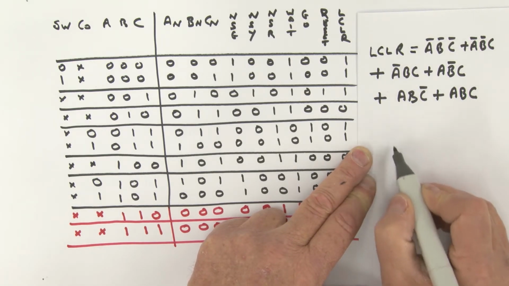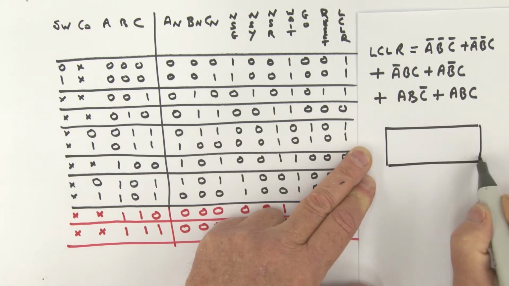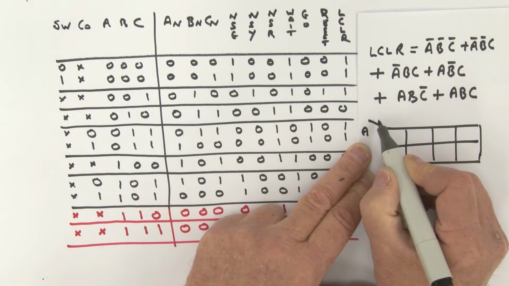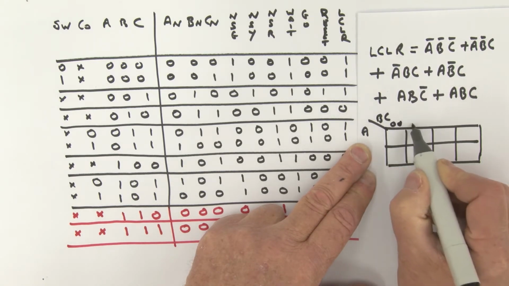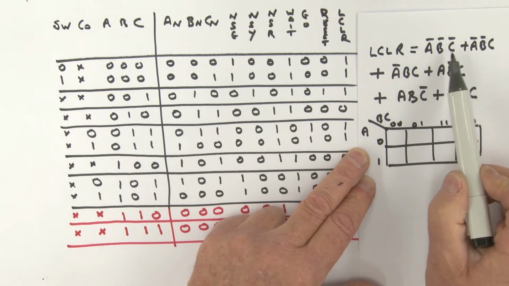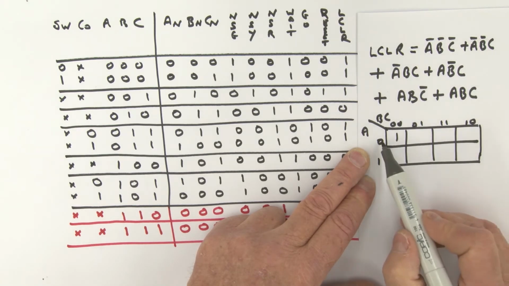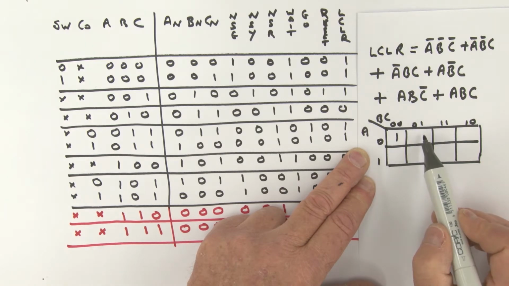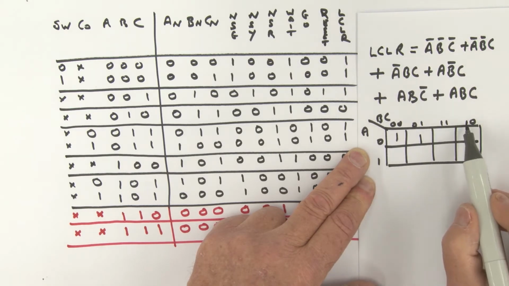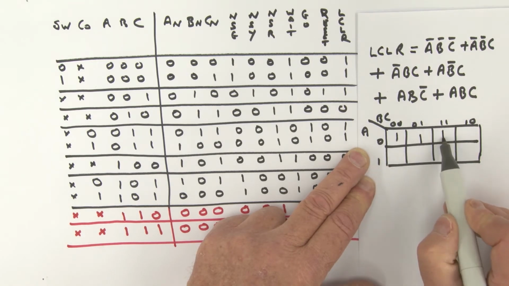Okay, so let me see if I can fit this in. All right, so here we go, 3-variable map. What do we have? We have A, and this of course is B and C, 0, 0, 0, 1, 1, 1, 1, 0, and A is 0 and 1. Let's plot the terms. A bar, B bar, C bar. So I've got a 1 sitting here, haven't I? I've got A bar, B bar, C. So I've got a 1 sitting right here. Then I've got A bar BC, where is A bar BC? A bar BC is here, sorry. I've got a 1 sitting here.